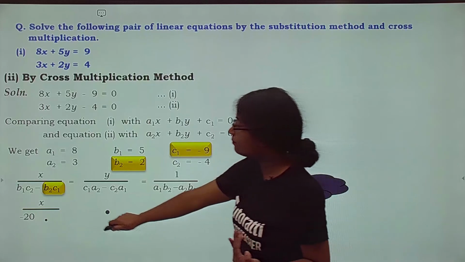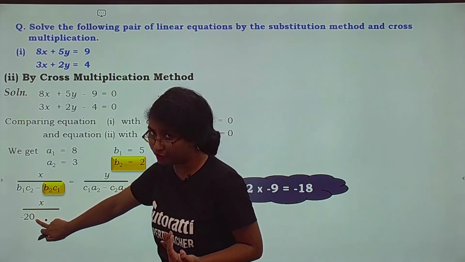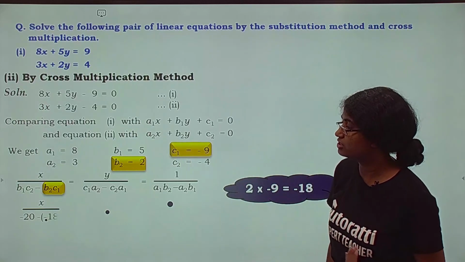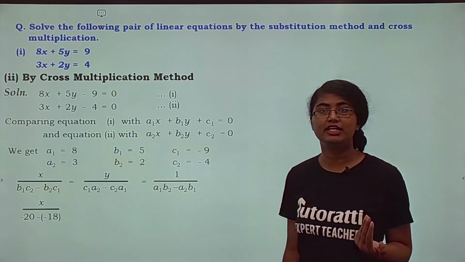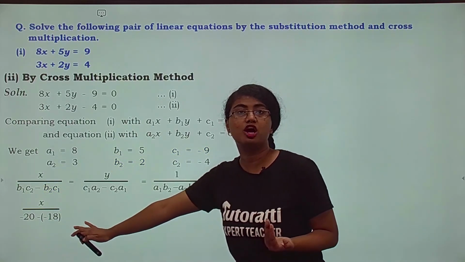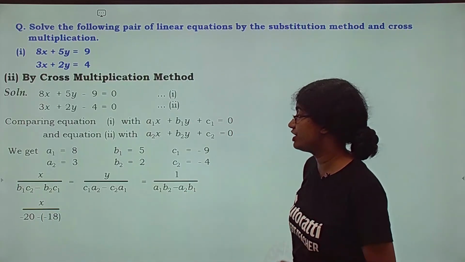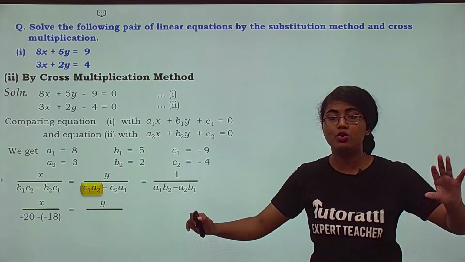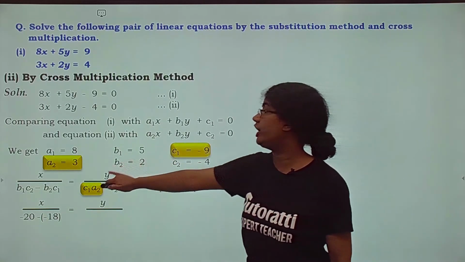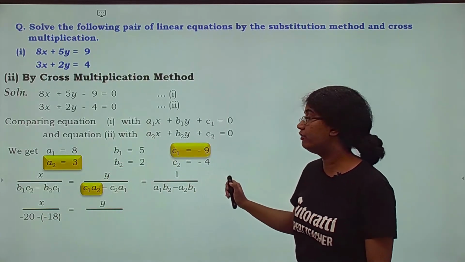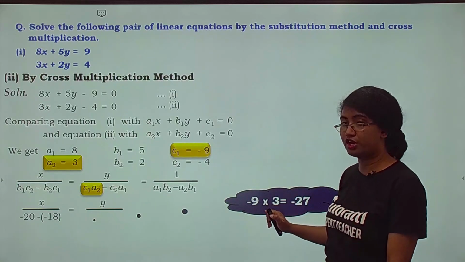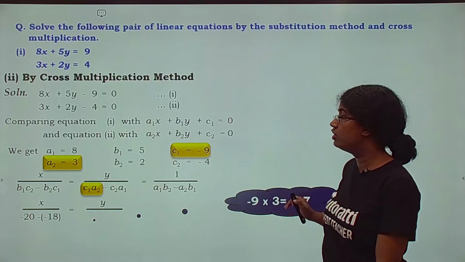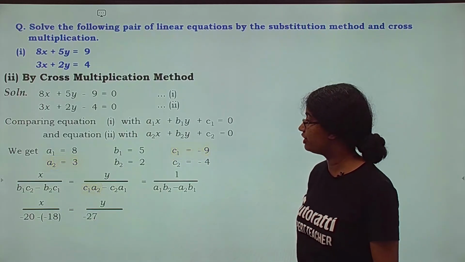So here, the minus sign from the formula and the minus sign from the multiplication can be written as minus of minus 18. You understand this? Minus of minus 18. The next ratio, y upon c1 a2. Where is c1 a2? Locate the two values. So c1 a2 is located. Again it will be minus 9 into 3. The multiplication will be minus 27. So you write it down there, minus 27.